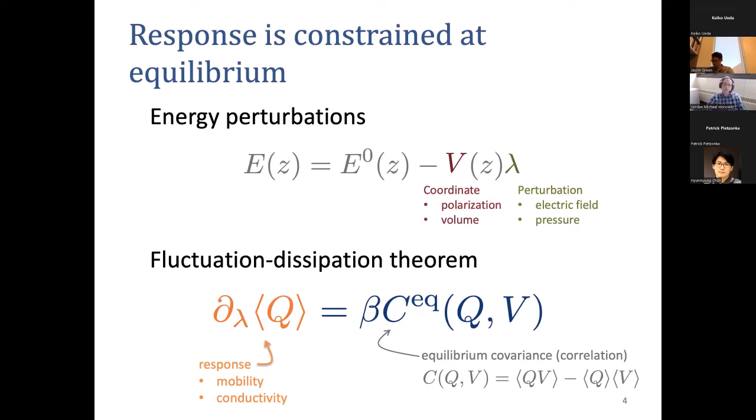Now the central prediction of linear response theory is the fluctuation-dissipation theorem, which tells us that if we look at the expectation of some observable, its response, or the derivative with respect to our external parameter, these are the material coefficients we're interested in, like mobility or conductivity, we can always write this response as proportional to the equilibrium correlation function between the observable of interest, Q, and some conjugate coordinate V that appears in the energy. And this is useful for two basic reasons. One is we always know the proportionality constant, it's universal and system independent, it's the inverse temperature.